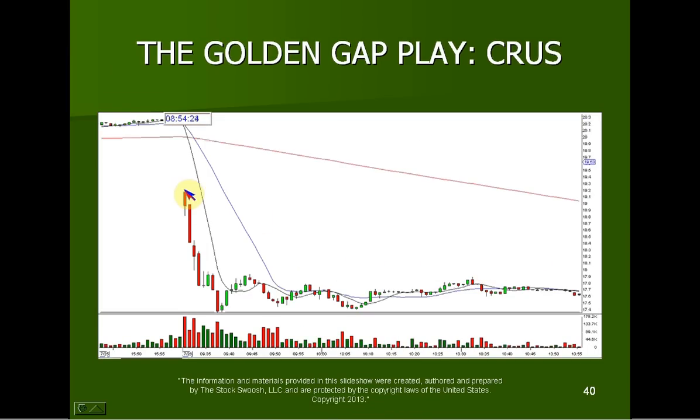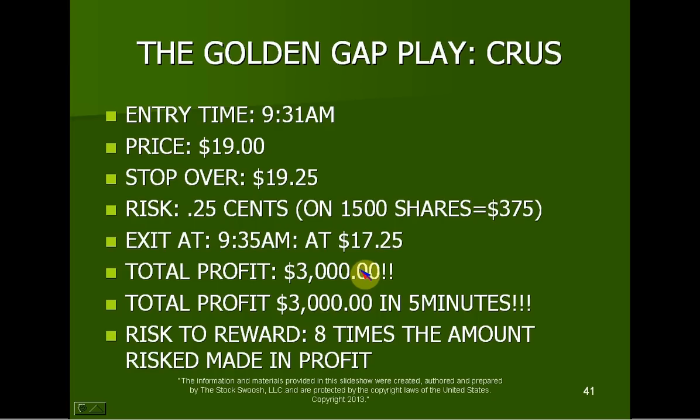So here was the CRUSS play. It opened at 9:30 and fell off a cliff. Look at this, from where it opened, the tippy top of the day, it literally fell as soon as it opened. The high here is 19.20 and the low here was 17.30. It was a $2 drop. In time of day, it went to about 9:38. Boom, that was it. The trade was done for the day in 8 minutes right there. The entry time was 9:31. The price to enter was right as soon as it broke $19.